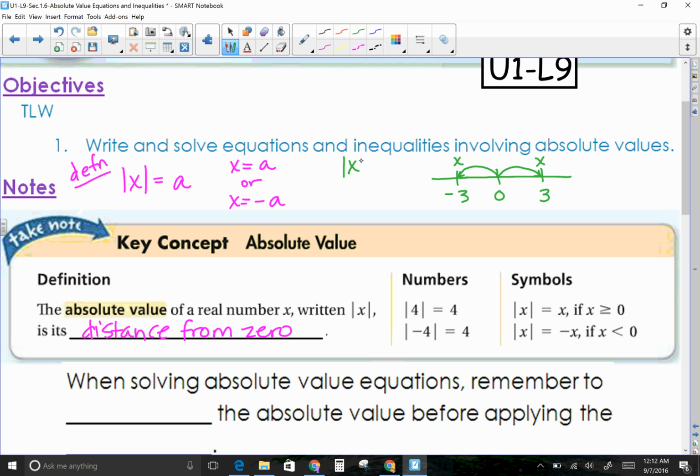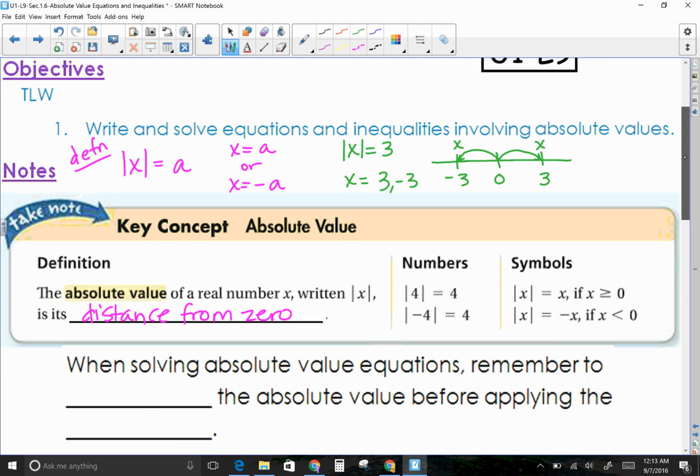If the absolute value of x is equal to 3, then you can see from our diagram that x will equal 3 or -3. All the negative is doing is telling us which direction from 0 it is, okay? But the distance that x is from 0 is 3 units, either right or left.